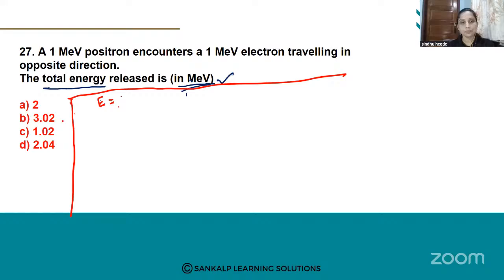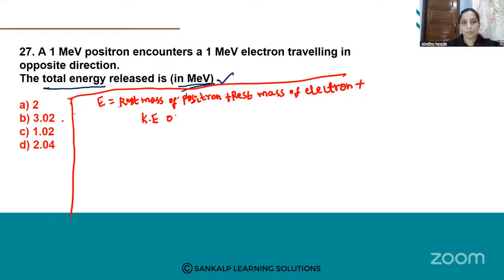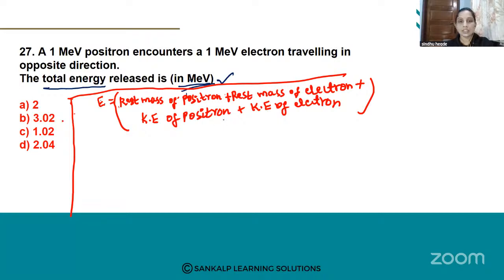What is the formula? The formula is rest mass of positron plus rest mass of electron plus kinetic energy of positron plus kinetic energy of electron. This is the formula to calculate the total energy released. What are the given things here?